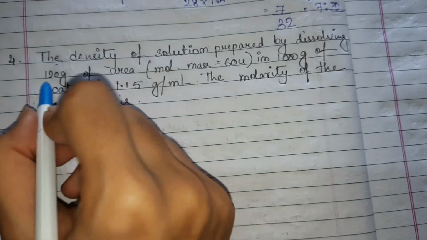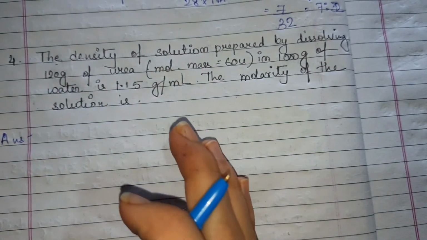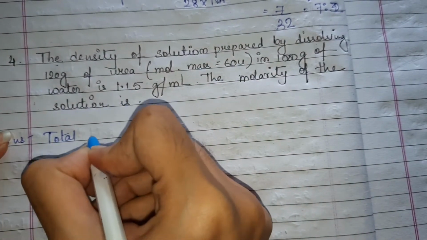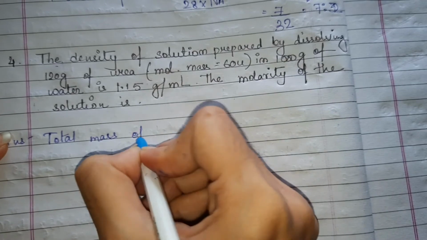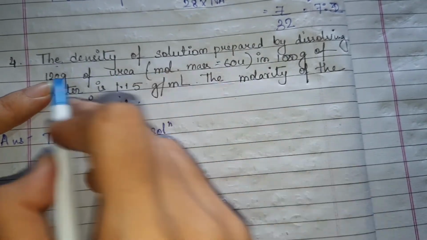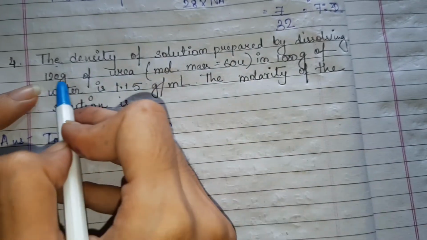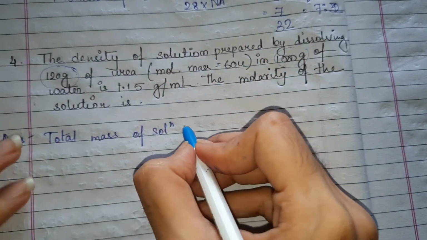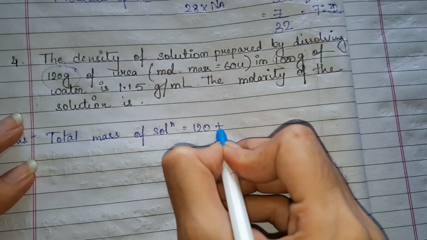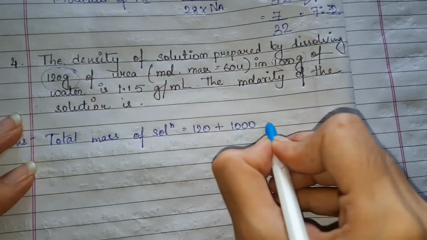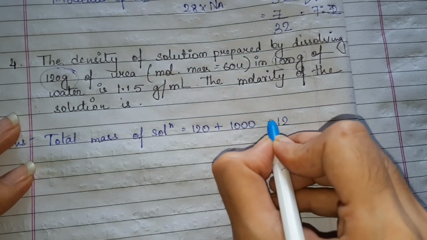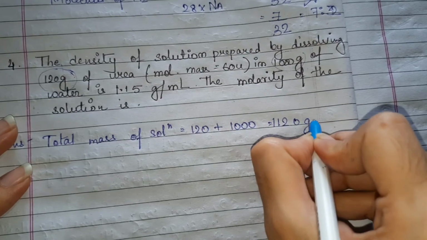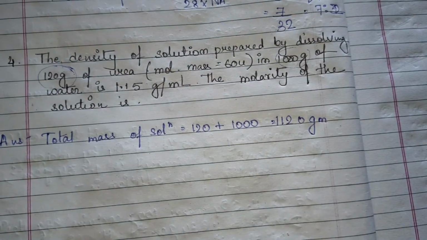So first of all, can I calculate the total mass of the solution? How? The solution contains what? Urea and water. So the mass of urea is given, the mass of water is also given. So just add them: 120 plus 1000. You'll get 1120 gram. I guess no doubt here.